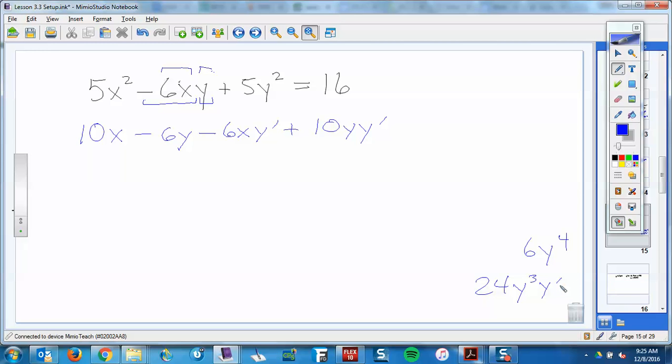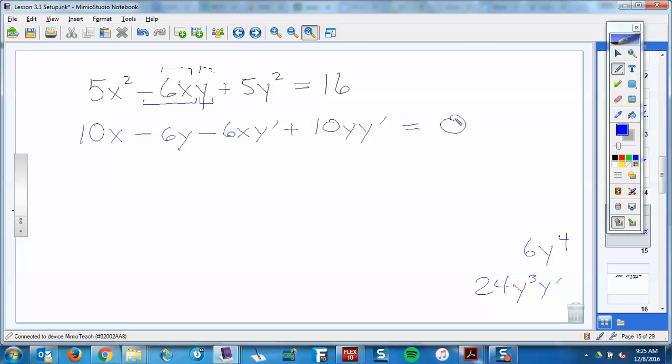24y to the 3rd, y prime. Right? You do the normal derivative, 24y to the 3rd, tack on a y prime. Okay, back to this. Equals 0, right? Because the derivative of 16 is 0. Now, we need to get the y prime by itself.